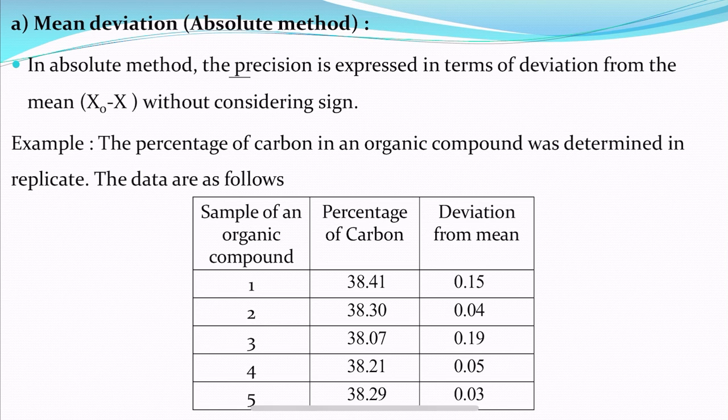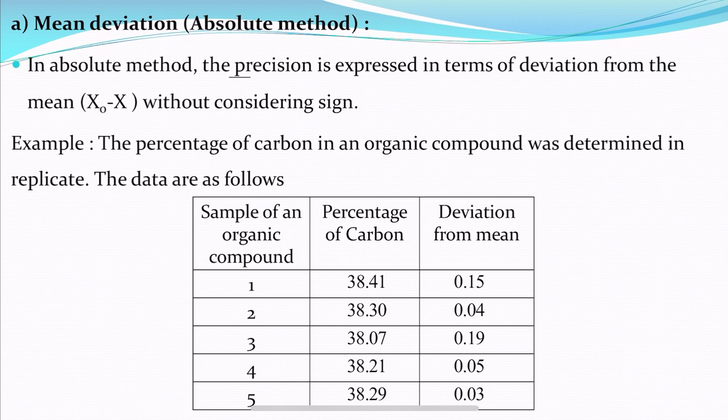For example, take the percentage of carbon in an organic compound which was determined in replicate. These are the following data. First we have to find out the mean. Here the mean is 38.26. If you add all these data we have obtained and divide by 5, that gives the value of the mean.